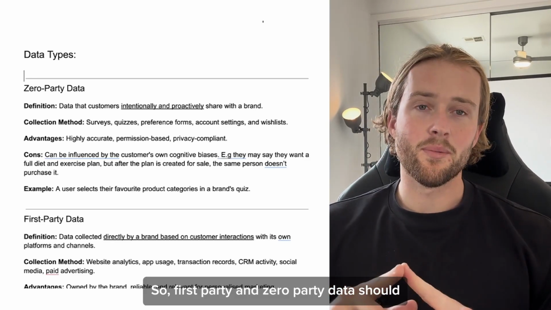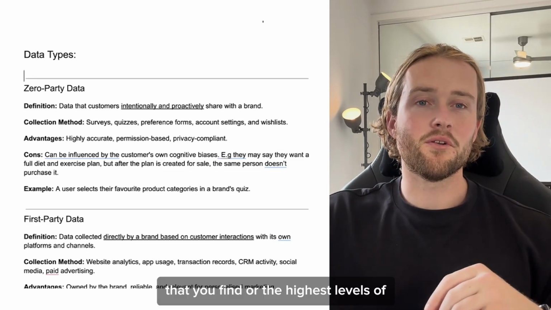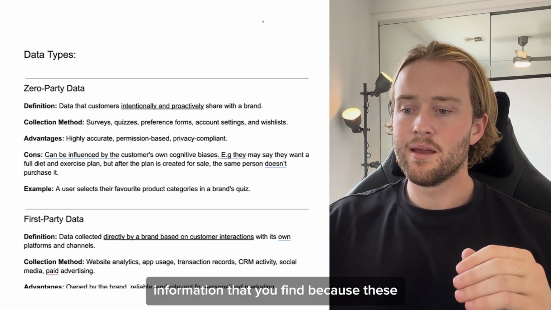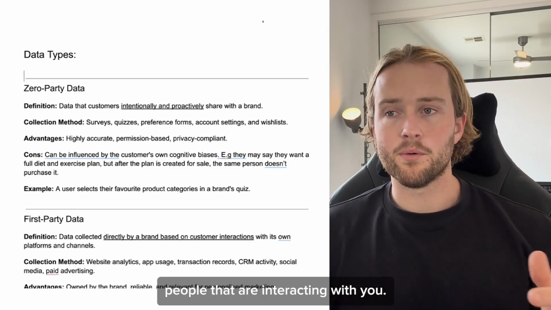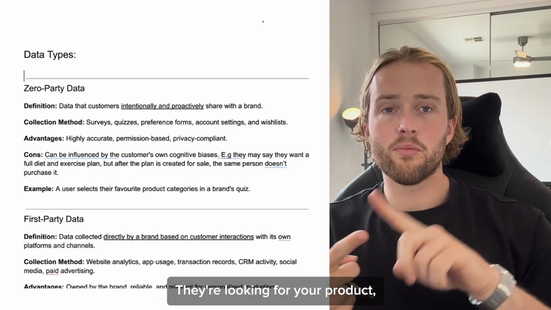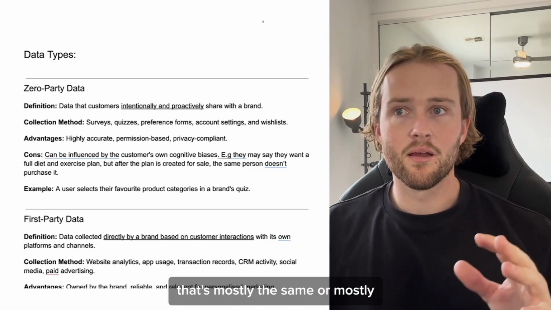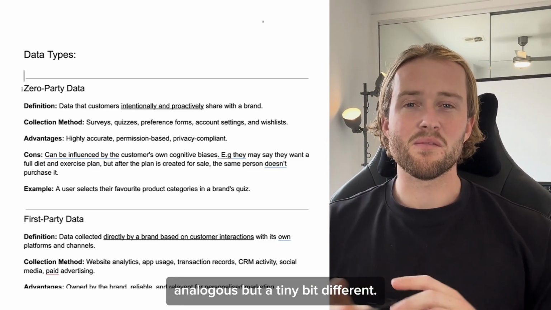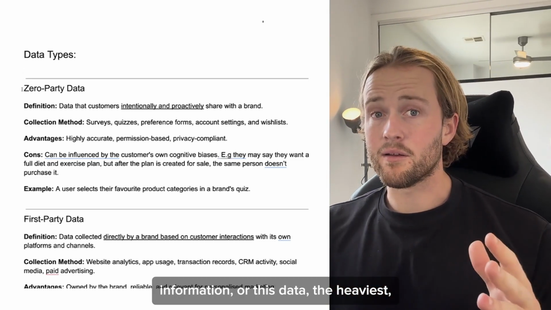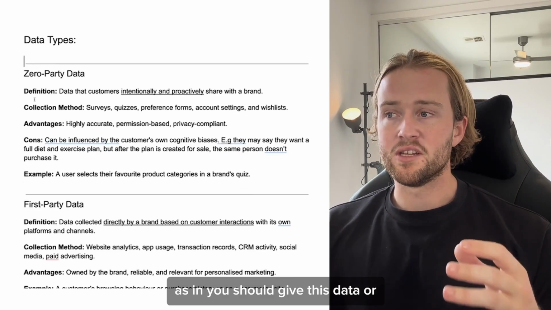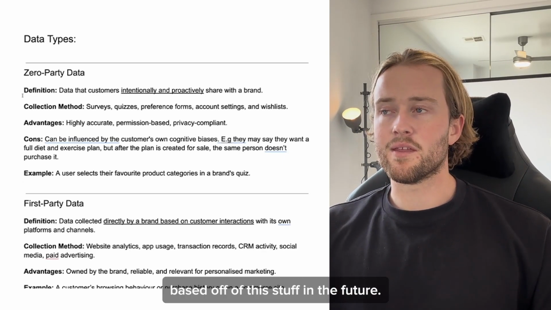So first-party and zero-party data should be held as the highest levels of information that you find, because these audiences are exactly the people you're looking for, the people that are interacting with you. They're looking for your product, they're interacting with your brand, they're not interacting with a different brand or different competitor that's mostly the same or mostly analogous but a tiny bit different. So you need to weigh this information the heaviest, as in you should give this data the most credence when it comes to making decisions based off of it in the future.